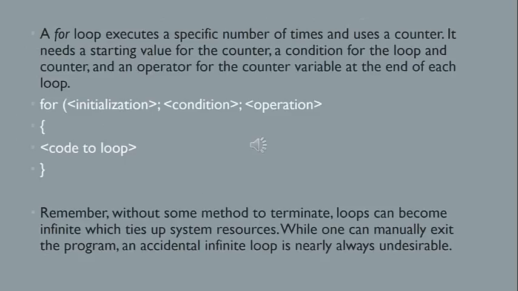A for loop executes a specific number of times and uses a counter. It needs a starting value for the counter, a condition for the loop and counter, and an operator for the counter variable at the end of each loop. For, open parentheses, initialization, semicolon, condition, semicolon, operation, open curly bracket, code to loop, close curly bracket.